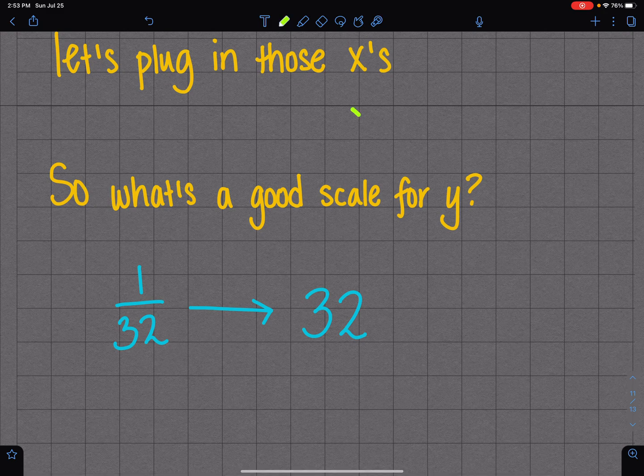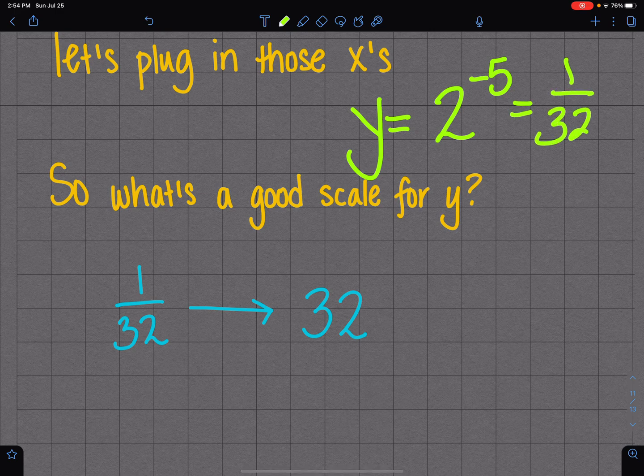Again, I'm going to put y is equal to 2 raised to the x. If you put in -5 for that x, I'm going to erase this and write -5. What do you get? You can just plug that into your calculator. 2 raised to the -5? You get 1/32. Why? Because 2 raised to the -5 is the same as 1/2 to the 5th, and 2 to the 5th is 32. We already figured that one out.